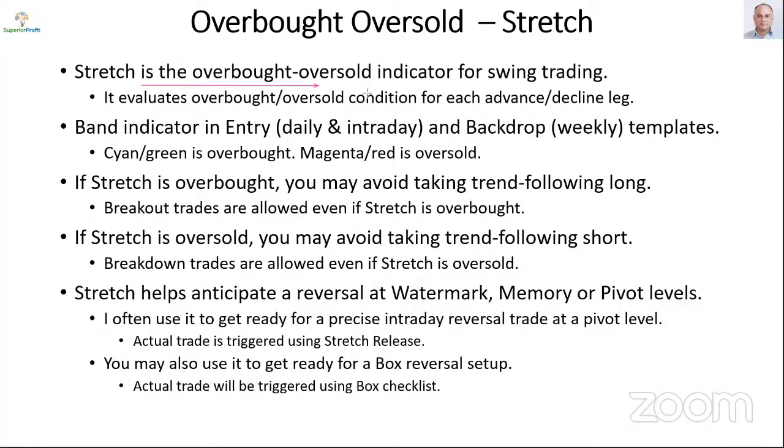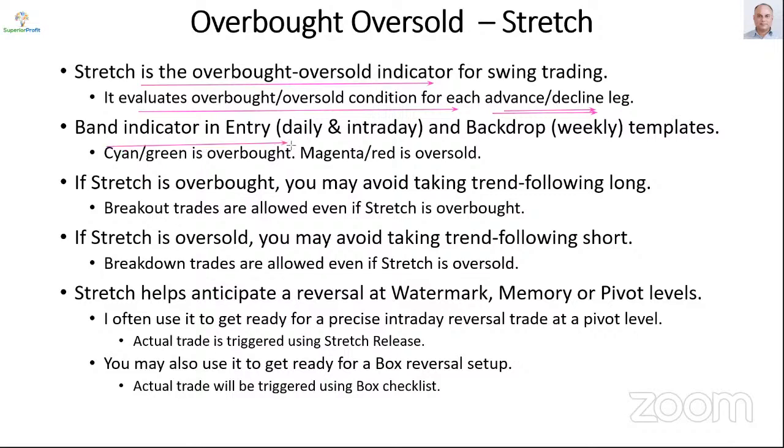Stretch is the overbought oversold indicator for swing trading. It evaluates overbought oversold condition for each advanced decline leg. That's why I mentioned pendulum may be thought of as an overbought oversold indicator, but that is across many legs, jump and thrust across many swings. They are not for swing trading, not designed for that. But the overbought oversold stretch indicator is only one designed to see the extended nature of each advanced decline leg. That's why it is very useful for swing trade.